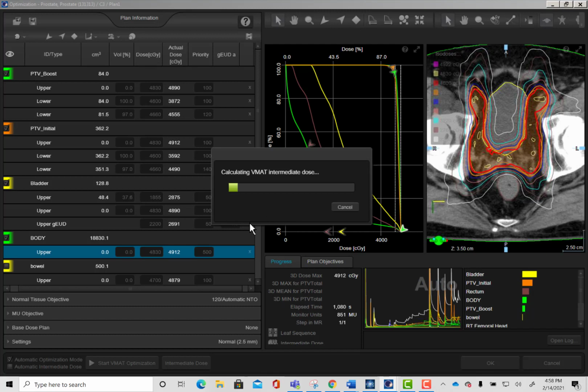Intermediate dose, probably not super necessary for prostate cases, but I suggest you guys experiment with it. Try turning that off. Try not calculating intermediate dose and see what it looks like, and then try turning it on and seeing what it looks like. I want you guys to experiment as much as possible with all this. It's really the best way to learn.